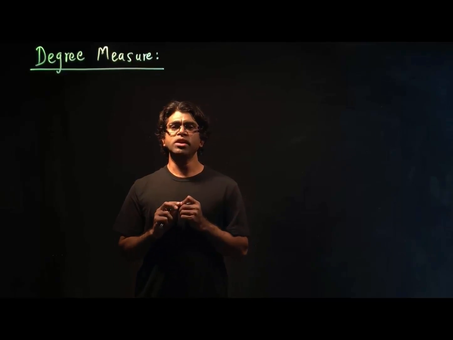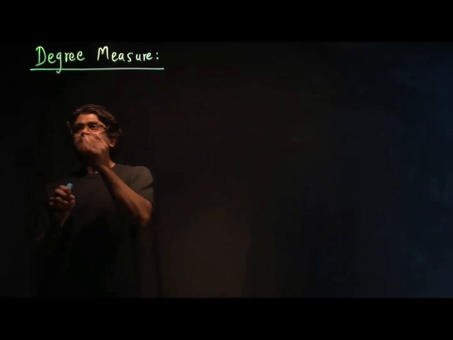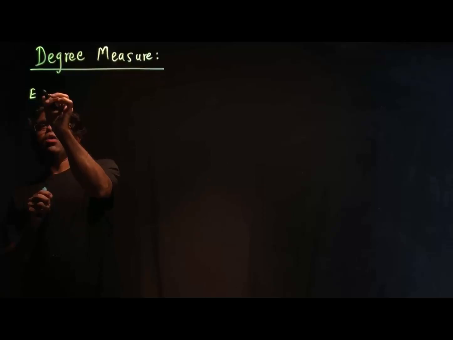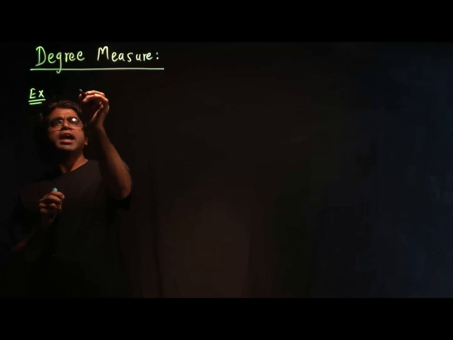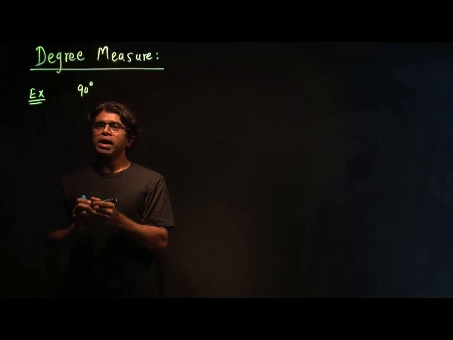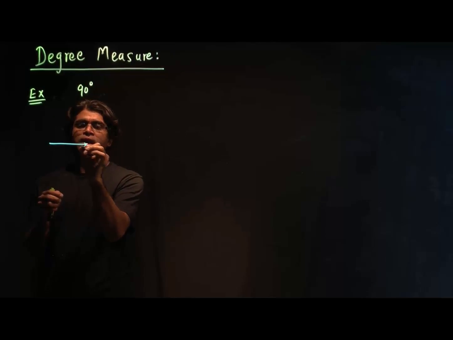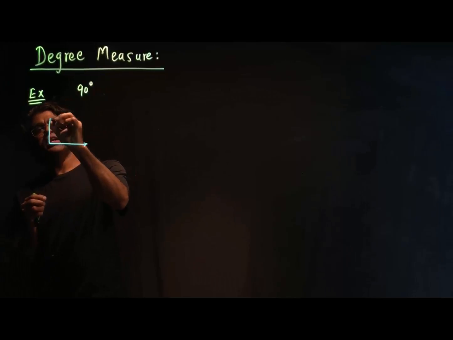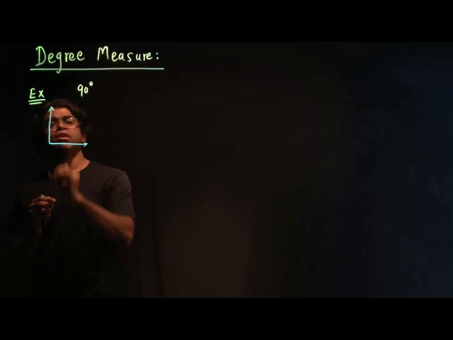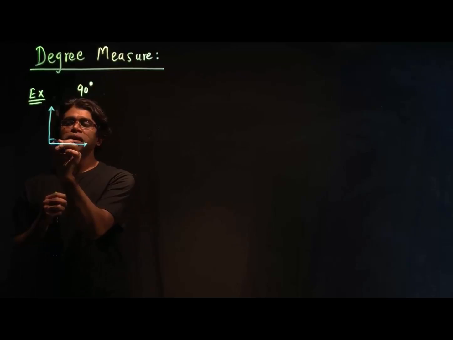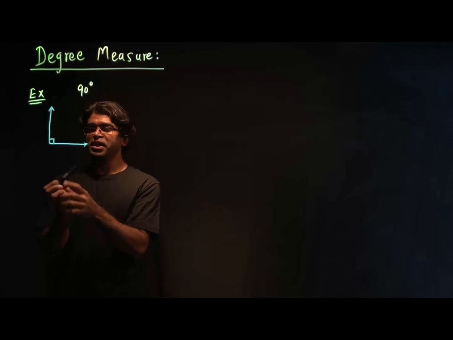Let's consider a few more examples. So let's consider how to draw an angle of 90 degrees. I will draw a line, and then 90 degrees is basically a perpendicular angle. So this will be my 90 degrees. And this is the symbol that you see right here.